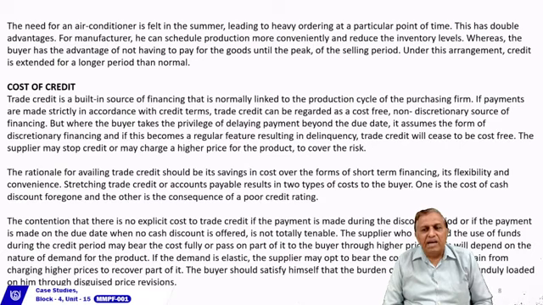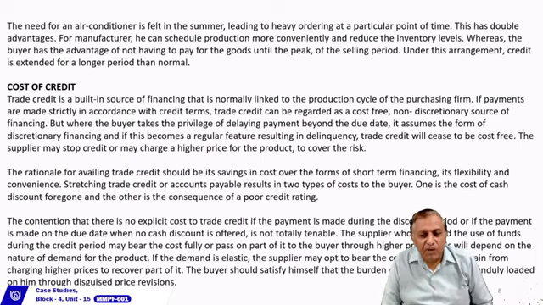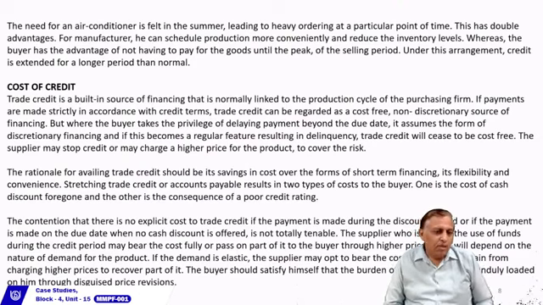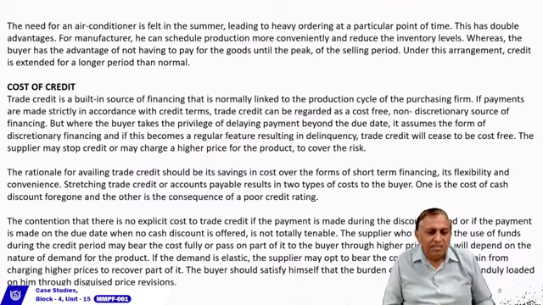The supplier who is denied the use of funds during the credit period may bear the cost fully and pass on part of it to the buyer through higher prices. This will depend on the nature and demand for the product. If the demand is elastic, the supplier may opt to bear the cost himself and refrain from charging higher prices to recover part of it. The buyer should satisfy himself that the burden of trade credit is not unduly loaded on him through disguised price revisions.